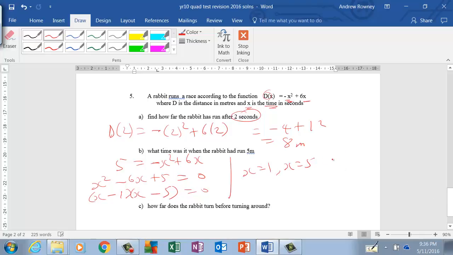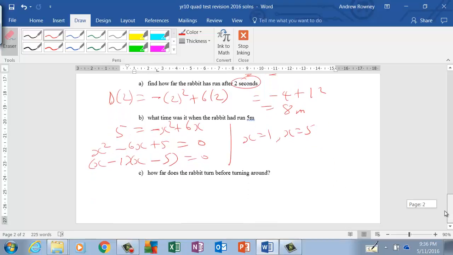I mean, if we were to draw this graph, it would look like this when it's 1 second, and this is solving when it equals 5. I'll do that a little bit later. We'll do part C first, and then I'll graph it. How far does the rabbit run before turning around? That should be how far does the rabbit run before turning around.